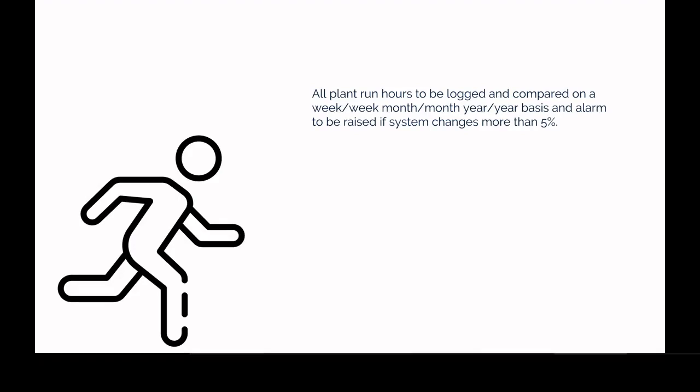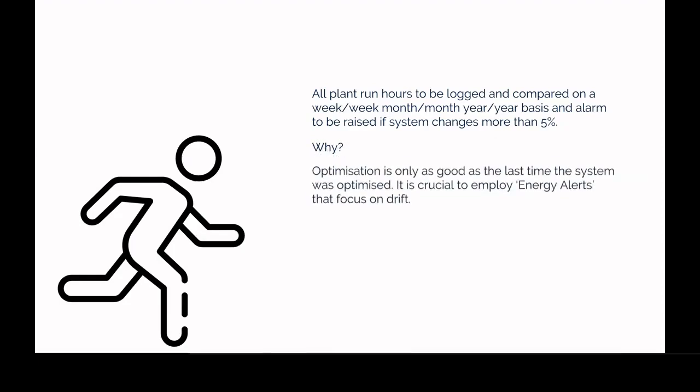And then we're going to create an alarm if the change happens more than 5% from its last version. Because clearly something has happened, and that means that the hours are running longer. Now it could be a real scenario, it could be a frost condition which has generated that. We want to be able to notify people of that. As I just said, optimization is only as good as the last time the energy was optimized. So using energy alerts is crucial to focus on drift.